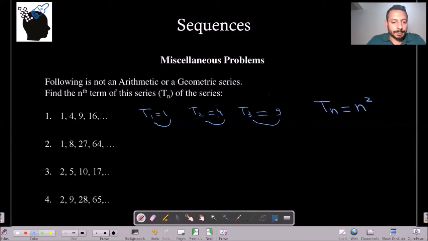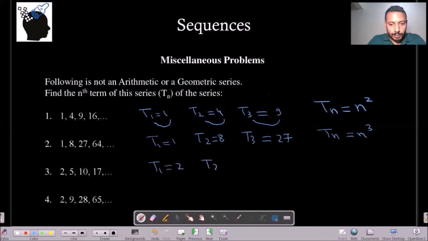Let's try the second one. So the first term is 1, second term is 8, third term is 27, and as you have rightly guessed, this is nothing but n cube. Let's try the third one. So the first term is 2, second term is 5, third term is 10.